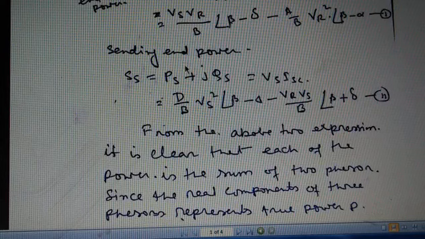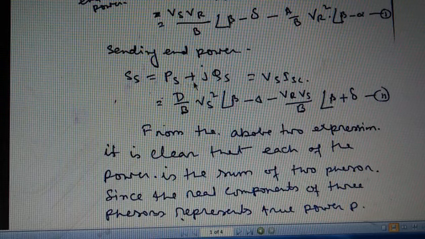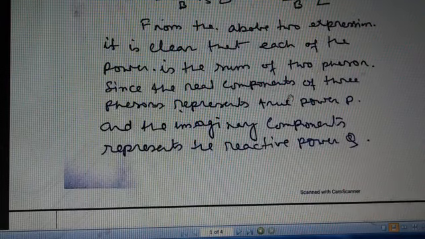Now the sending end power SS, where PS is the active power and QS is the reactive power. SS equals PS plus jQS, which equals Vs into Is conjugate, and this equals D by B Vs square at an angle beta minus delta, minus Vr into Vs by B at an angle beta plus delta. This is equation 2. All parameters are discussed in the previous classes.